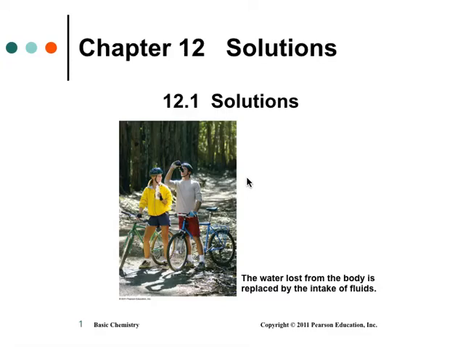Welcome back, everyone. We're in chapter 12 now, and the chapter is solutions. 12.1 is also the basic definitions of solutions. A lot of times you think of a solution as being a liquid.